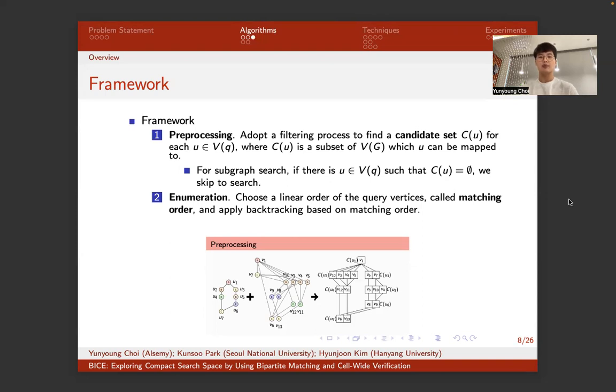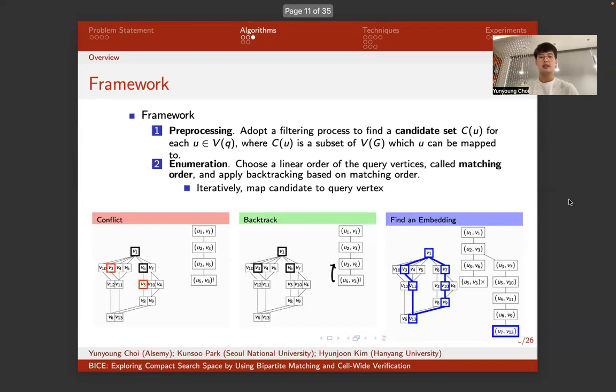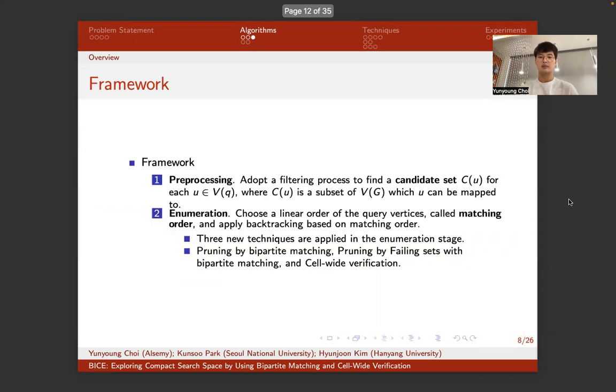In the example below, given the query graph Q and the data graph G, we'll establish a candidate space in which we will search for embeddings. Later, we will provide a detailed explanation of the candidate space. In the second stage, we choose a linear order of the query vertices called matching order and apply backtracking. Our three new techniques are applied in the enumeration stage. We will discuss these three techniques later.